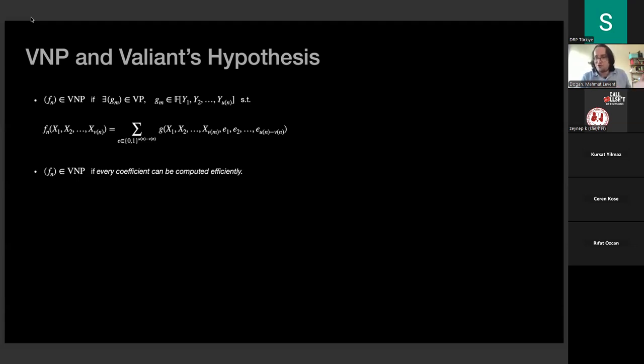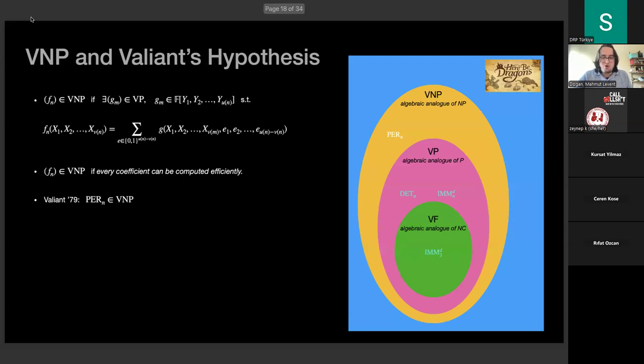This is not equivalent to computing the polynomial, right? Because it might be possible that it has many, many monomials. And even if you can compute each coefficient efficiently, it doesn't mean that you can compute the polynomial efficiently. So this is the class VNP, and it is like the algebraic analog of the class NP. One famous polynomial in VNP is the permanent polynomial, which I just defined. That's a result by Valiant.